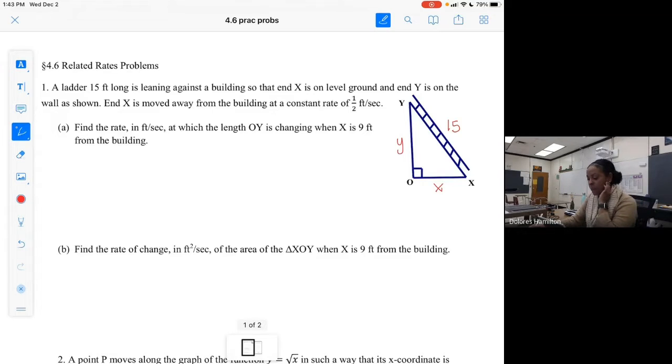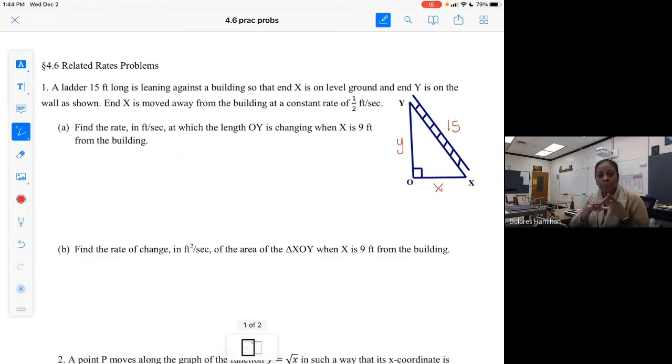All right, so they're asking us in this problem to find the rate in feet per second of change of y, of the length OY. So they're saying now, how is OY changing when x is 9 feet from the building? That's a lot of information to process.